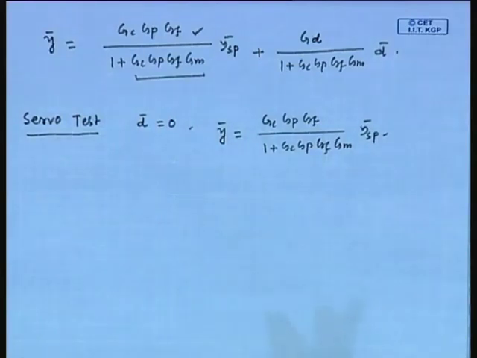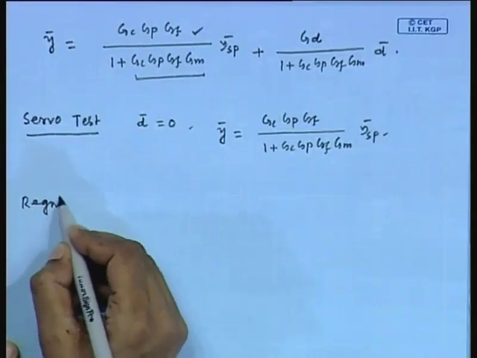Now, this is called servo problem, and sometimes another term is used, that is set point tracking. So, set point tracking performance is observed by performing servo test. Another test is regulatory test.